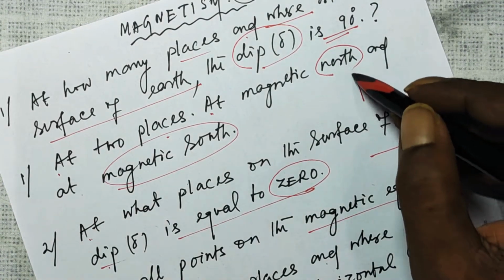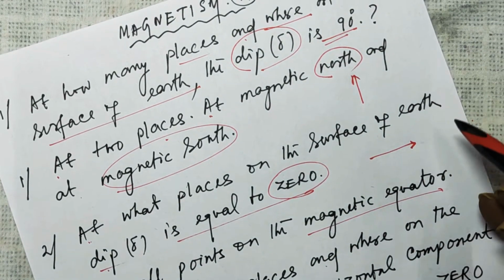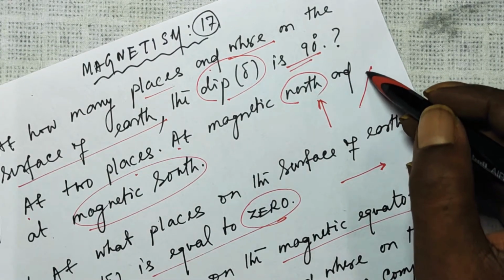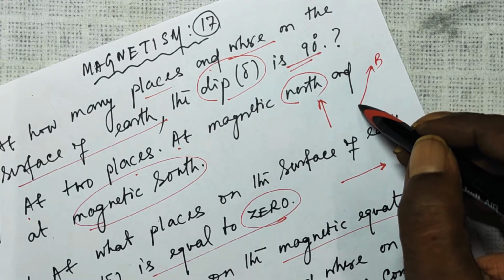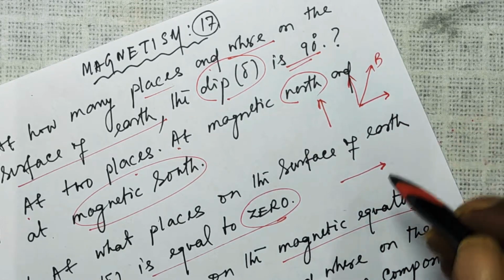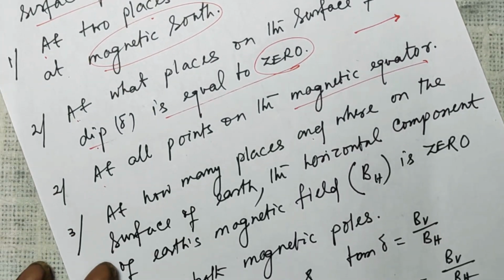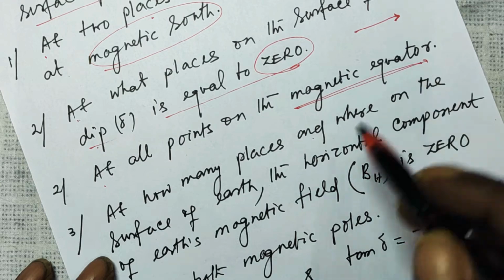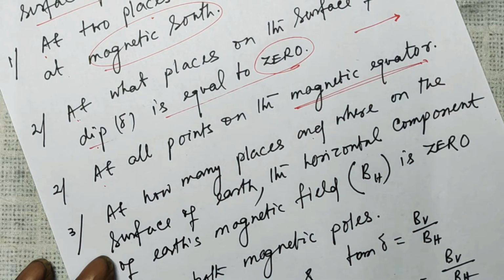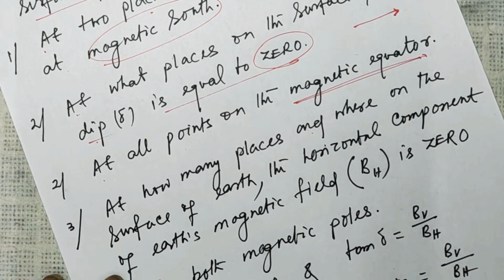If some vector is vertical, its horizontal component is 0. If a vector is making some angle, then it will have both a vertical component and a horizontal component. So, at all points on the magnetic equator, it is horizontal, therefore the vertical component is 0.